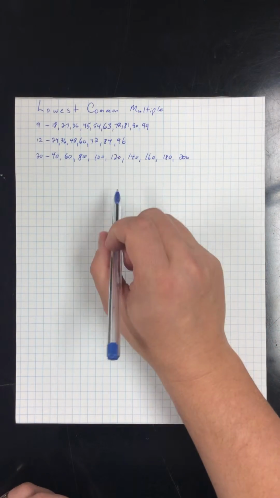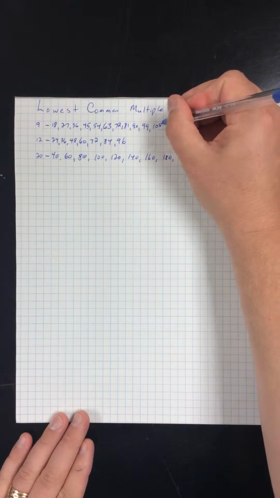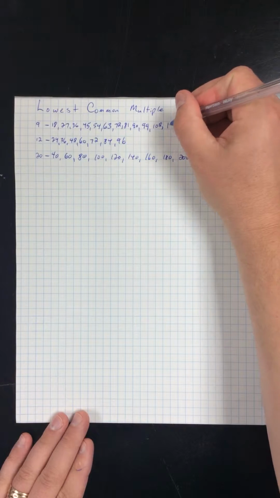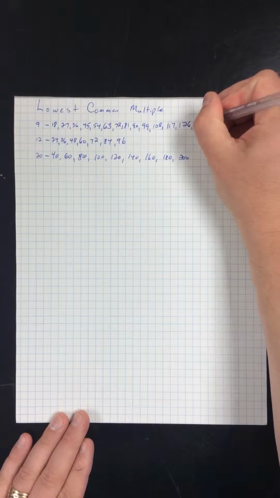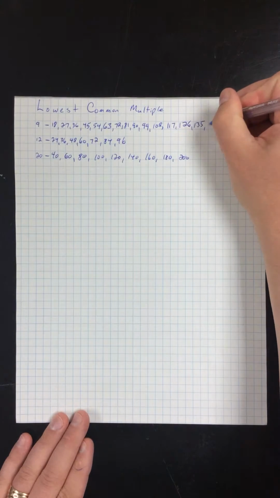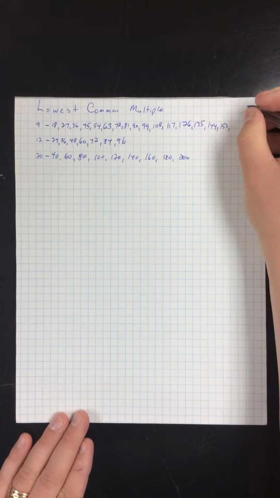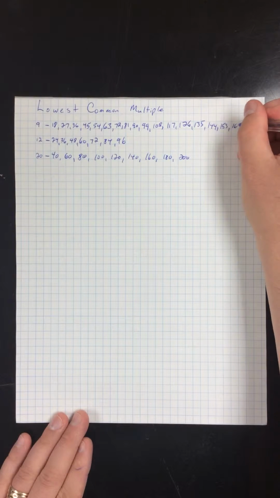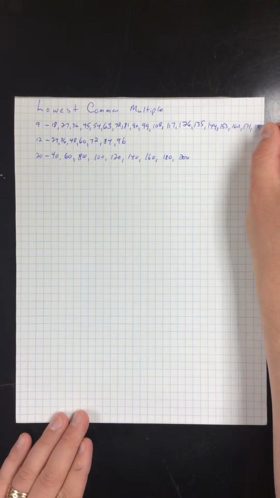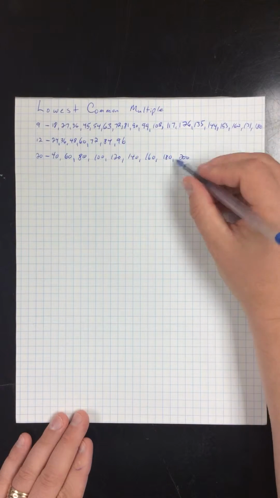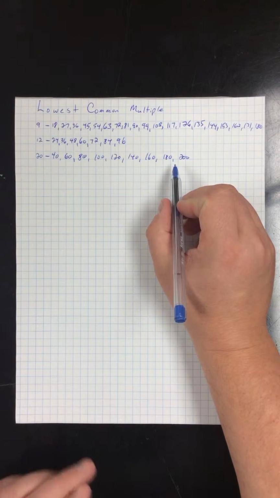Okay, so I don't see any common numbers yet, so I'm going to keep working on this. 99, 108, 117, 126, 135, 144, 153, 162, 171, and 180. Okay, now I've got two common ones. It's the first time I've hit between those two rows. So I'm going to keep going with my 12s.